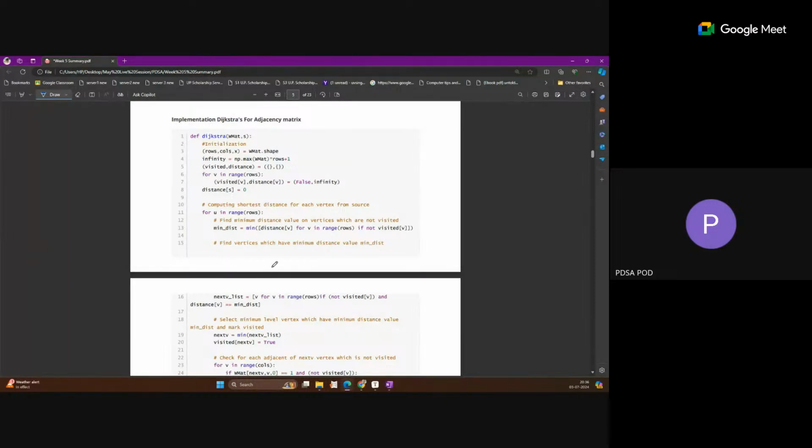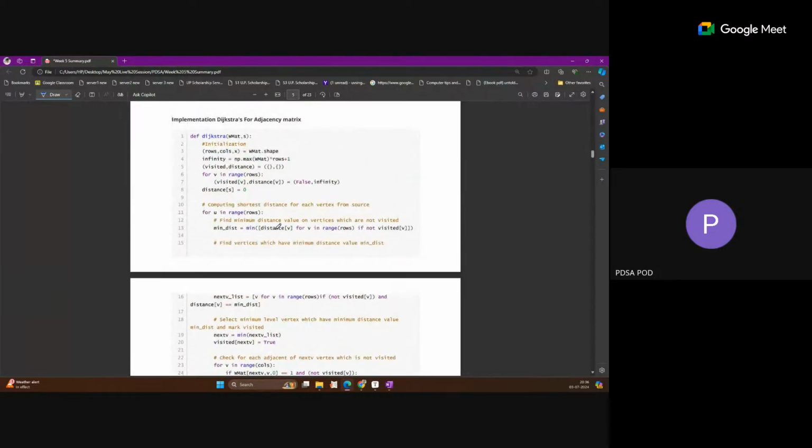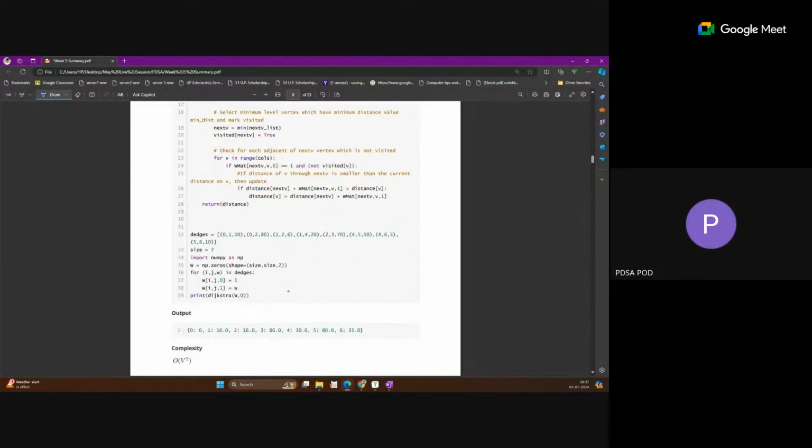So the code is given with the adjacency matrix as well as the adjacency list. Okay, so for the adjacency matrix, what we are doing, you can see in the code, this matrix we are creating. This W mat is what we are passing in as that numpy matrix for the code. Okay, so you can see what we are passing in the function.